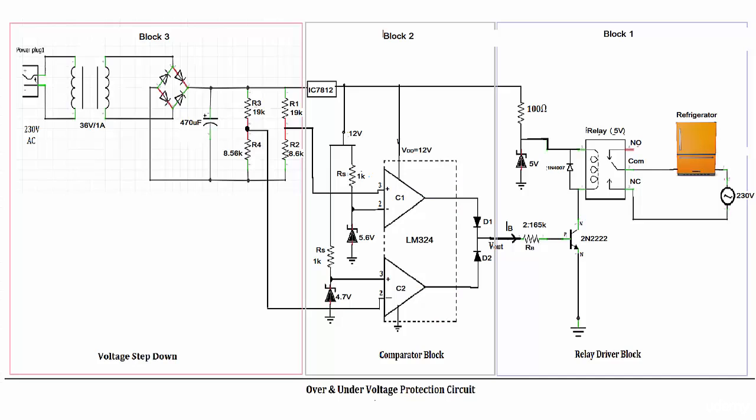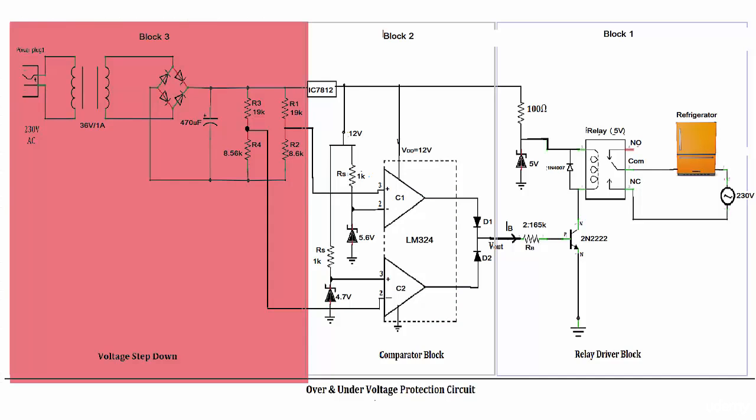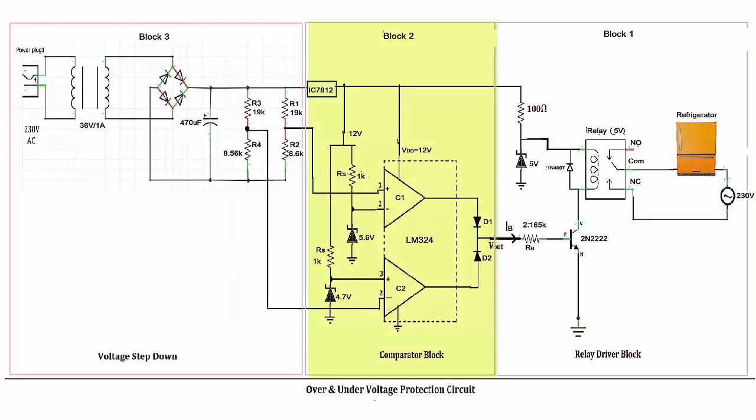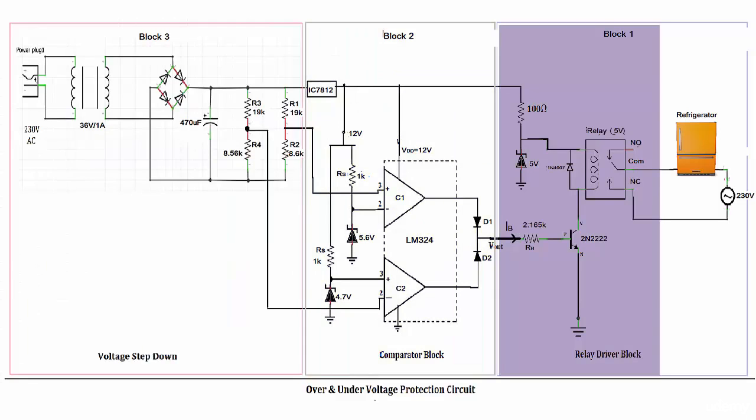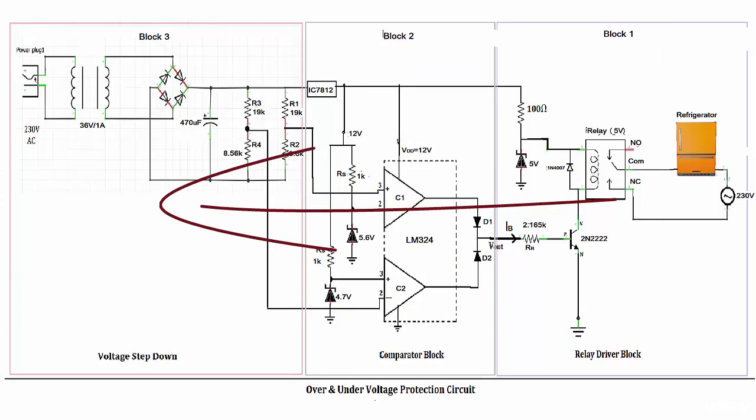During the next 3 lessons, we will design this circuit in 3 different blocks, which are step down block, comparison block and switching block. We will design this circuit in reverse direction so that you can understand it better and decide the right value of comparators. So I'm assigning block 1 to the switching block, block 2 to the comparison block and block 3 to the step down block.